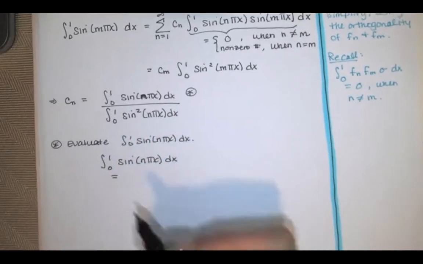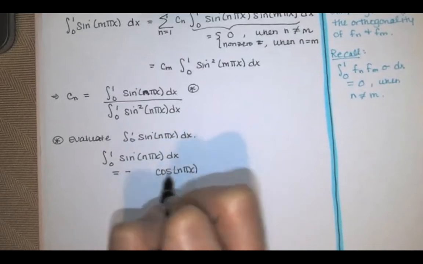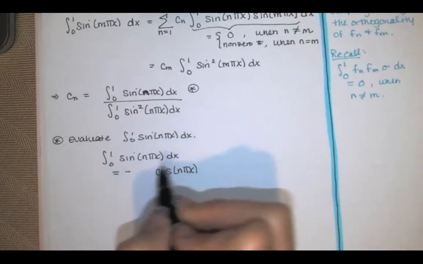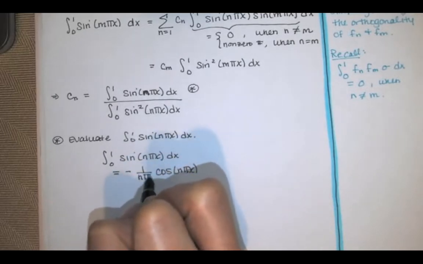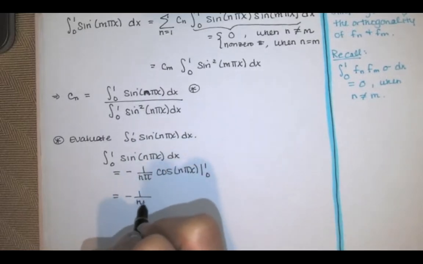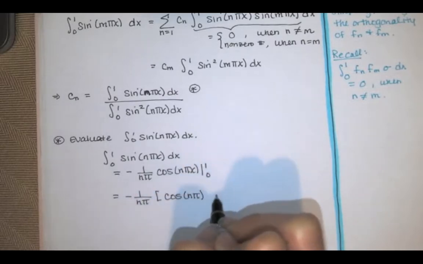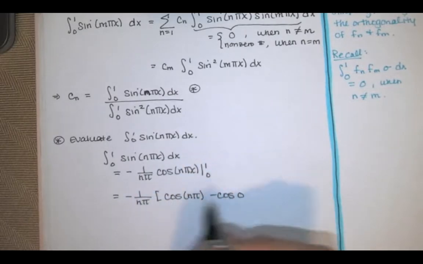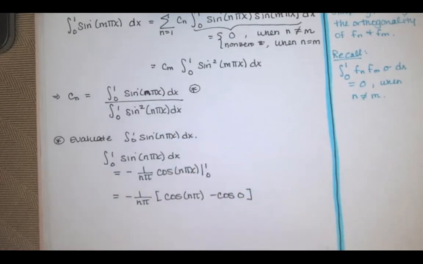The antiderivative of sine is negative cosine. I've got negative cosine of a constant times x. When I differentiate, I have to multiply by that constant. When I anti-differentiate, I divide by that constant. Evaluate from 0 to 1. We're going to have cosine of n pi here minus cosine of 0. I'm just factoring this constant out and then evaluating at 1 and 0 and subtracting.